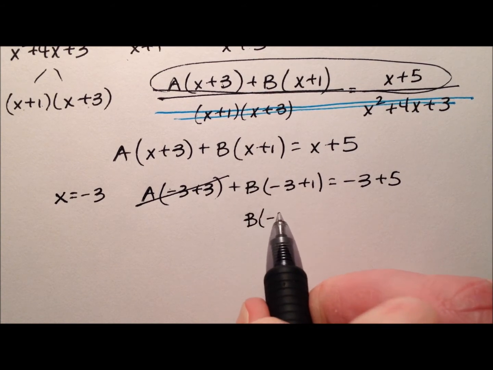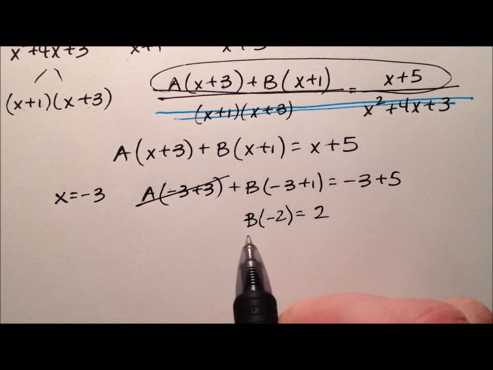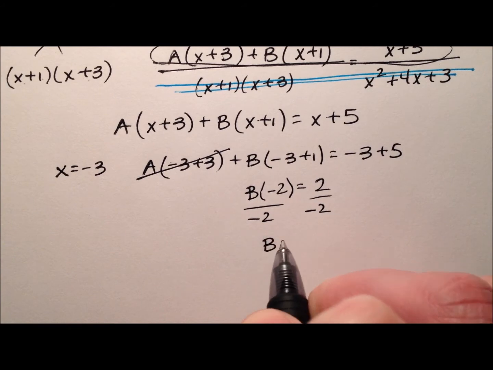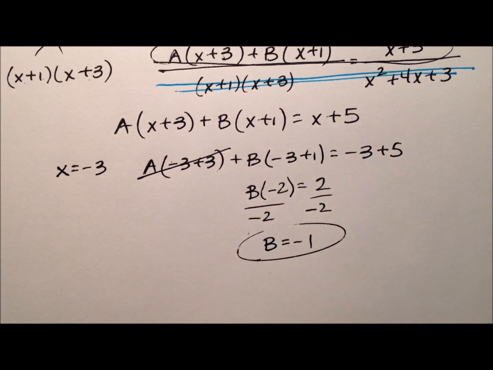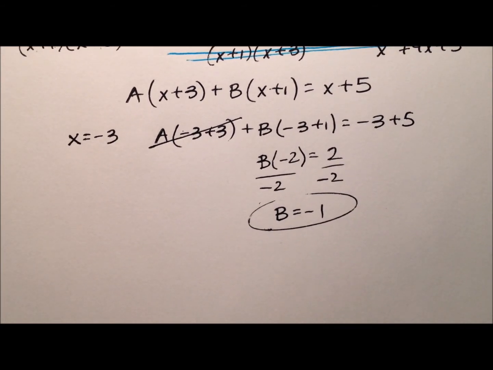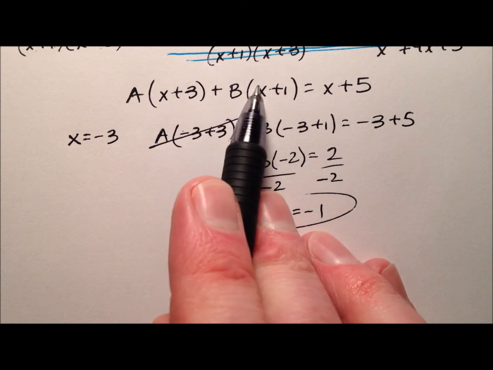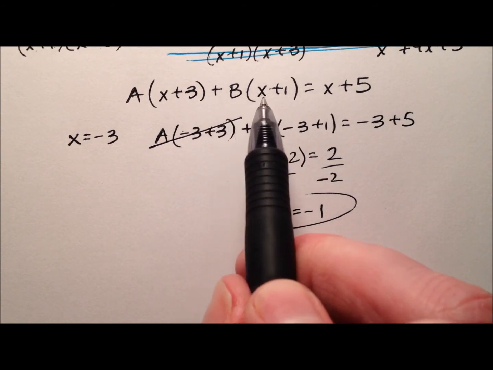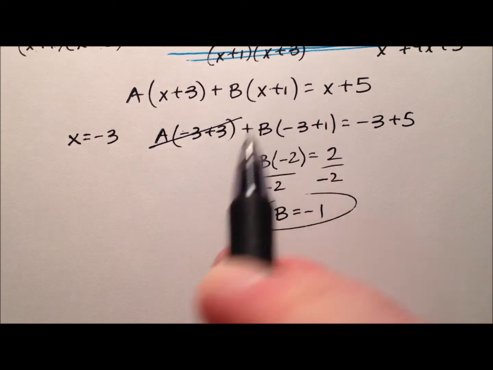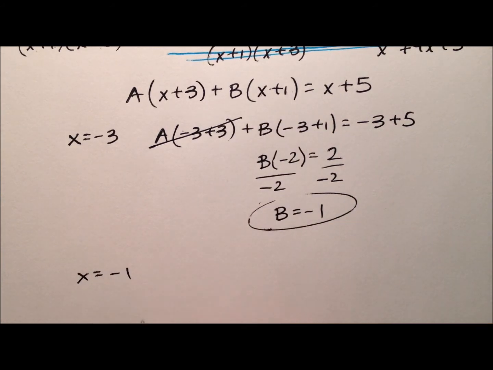So b times negative 2 equals 2. So if I divide both sides by negative 2, b equals negative 1. Hey, there's one of my values. Okay, so let's do the same thing again, but instead of canceling out the a, let's cancel out the b. So what value of x could we use to cancel out the b? Well, x plus 1, so it looks like x will have to be negative 1.